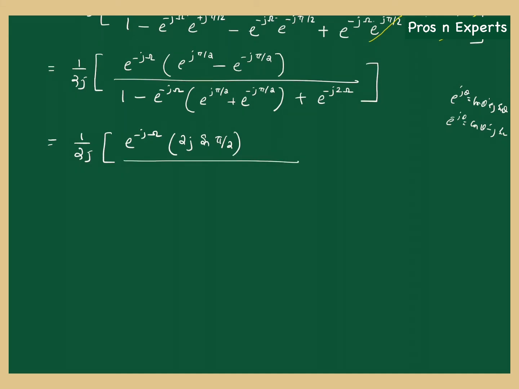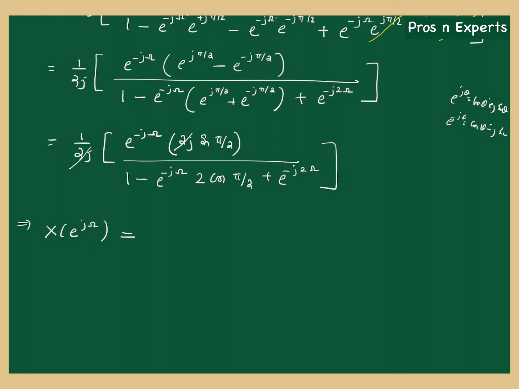Okay, divide by, in the denominator we can see 1 minus e raised to minus j omega into, what is inside the bracket? This is e raised to j pi by 2 plus e raised to minus j pi by 2. That is e raised to j theta plus e raised to minus j theta. Okay, if you sum it, you get 2 cos theta. Okay, it is 2 times cos theta, pi by 2 here, 2 cos pi by 2, and the last term is e raised to minus j2 omega. Okay, I think we have the freedom to cancel out 2j here. So ultimately we are arriving at the answer.